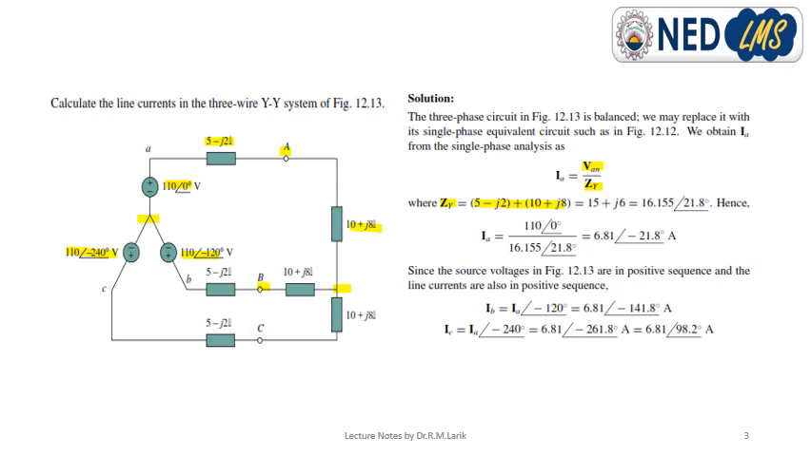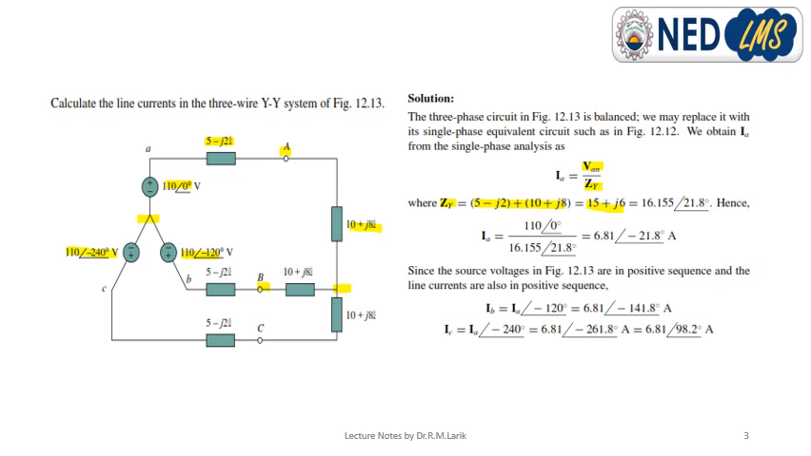And what is the current? Current is nothing but a ratio of voltage over impedance. So when you divide that phase voltage by phase impedance, you will get the phase current actually. So total impedance is 15 plus J6, and when you convert it into phasor, you will get 16.15 angle 21.8 degrees. So finally, you will calculate your current by putting your phase voltage, that is 110 angle 0 degrees, divided by impedance. You will get the current.